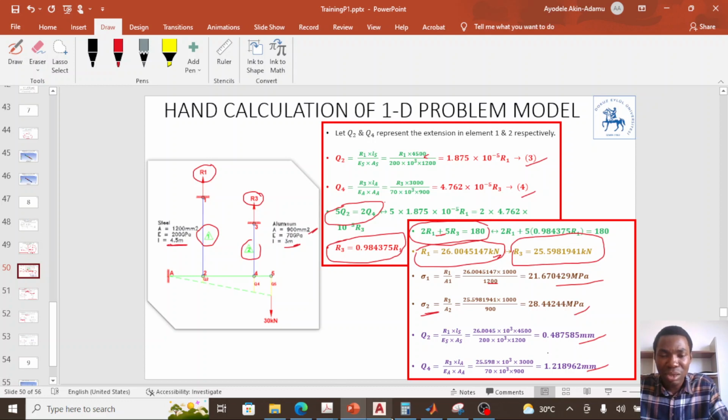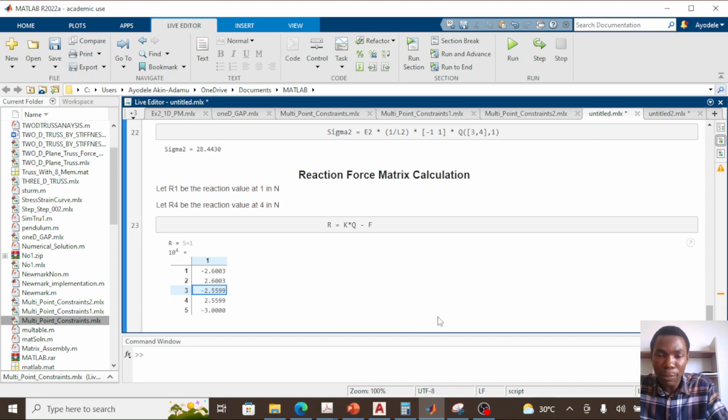So this is how we solve this type of problem using the penalty approach while applying the multipoint constraint model to this solution. You can see we calculated deformation at all the nodes, node 1, node 2, node 3, node 4, node 5. We calculated the stress in our two finite elements, finite element 1 and 2, and we also calculated reaction at all the nodes.